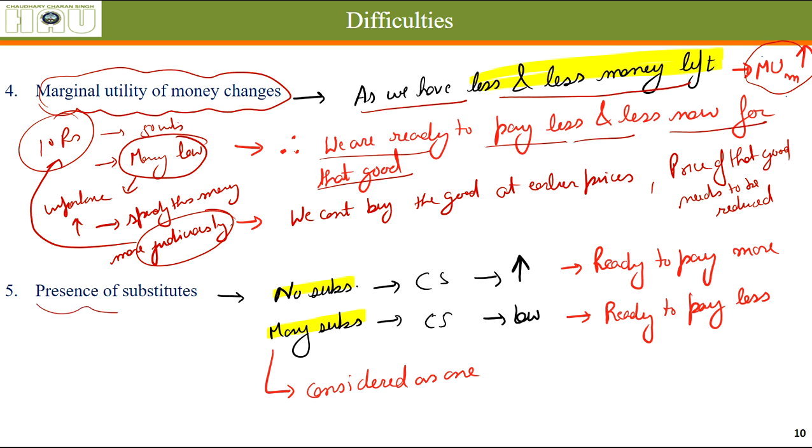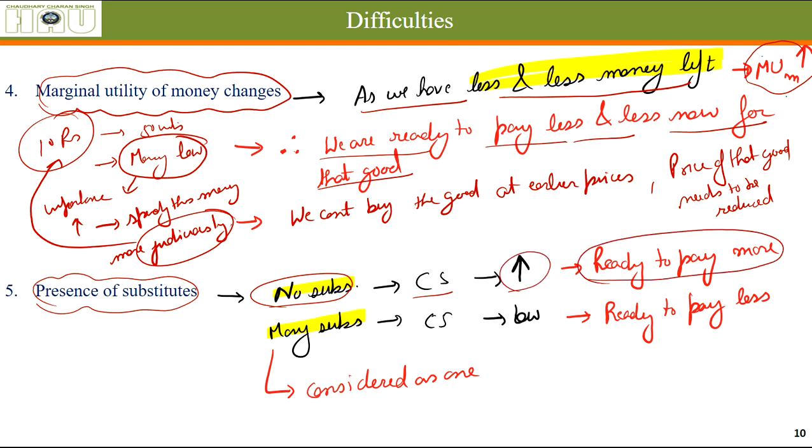Next one is the presence of substitutes. When there are no substitutes for a good, the consumer surplus is very high because we are ready to pay more for that good. When there is only one option, we will be ready to pay more for it. For goods like diamonds or platinum, there is no substitute, we are ready to pay more and still the consumer surplus is very high for that thing.